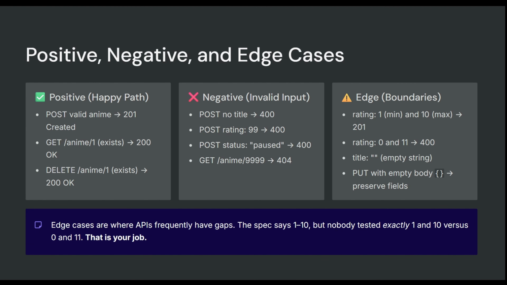Every feature has 3 types of test cases: positive, that are the happy path; valid input, valid state, expected success; negative, which are the invalid input or invalid state, any of the error scenarios we went through. Edge cases are the boundary conditions and unusual but valid inputs. Edge cases are where APIs frequently have gaps. The spec says rating must be between 1 and 10, but nobody tested exactly 1 or exactly 10 versus 0 and 11. That's part of your job.